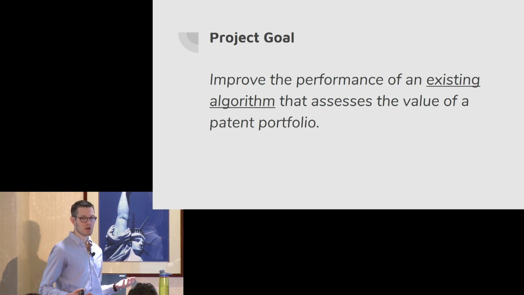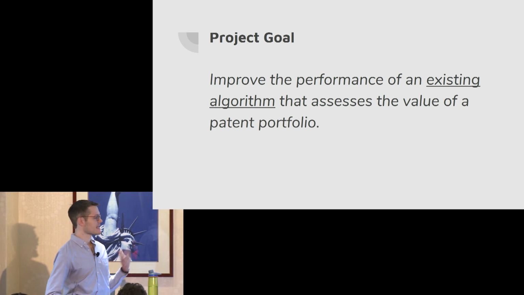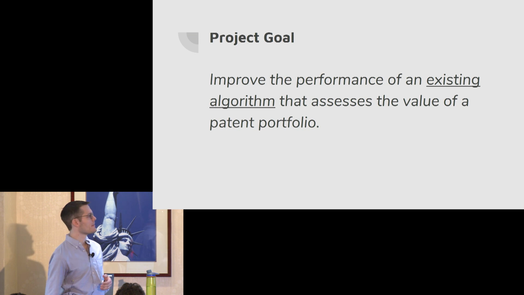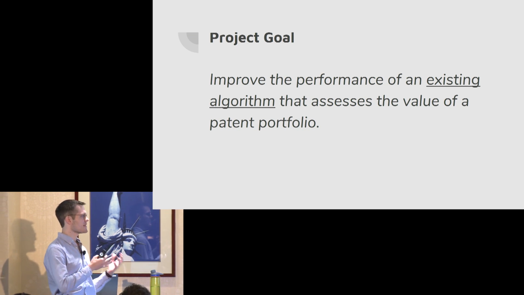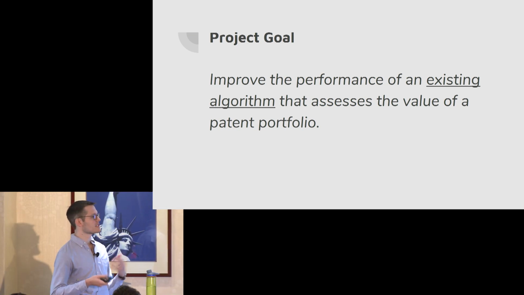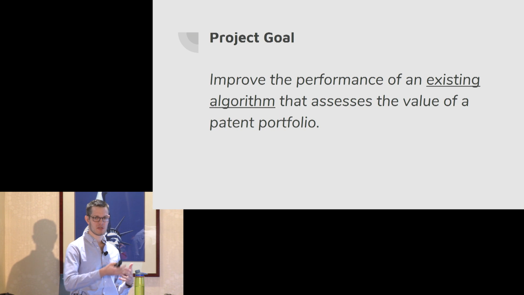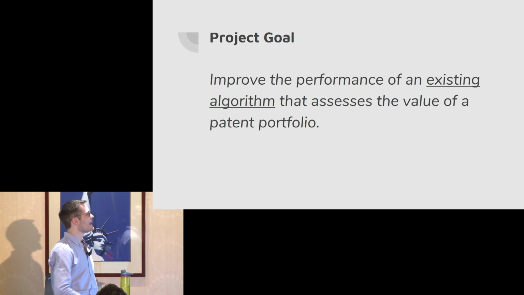There's also an existing algorithm. That existing algorithm was a Java client that was accessing a relational database. And there's some patterns, and I'll get into this a little bit, that algorithm would be checking against to do this valuation. Those patterns would have scores associated with them. Those scores would be used to value the patents.